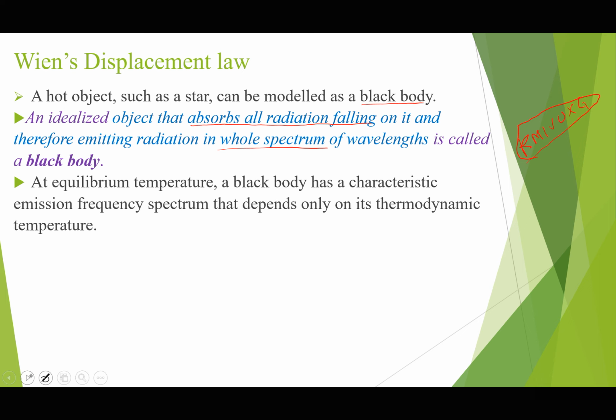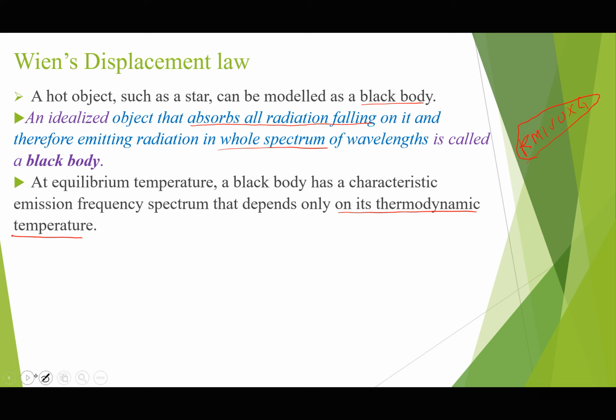So at equilibrium, a black body has a characteristic emission frequency spectrum that depends only on its thermodynamic temperature. In other words, a graph of intensity emitted against wavelength is only going to depend on the absolute temperature, or the thermodynamic temperature.